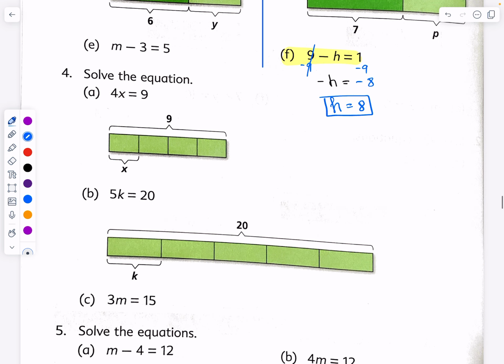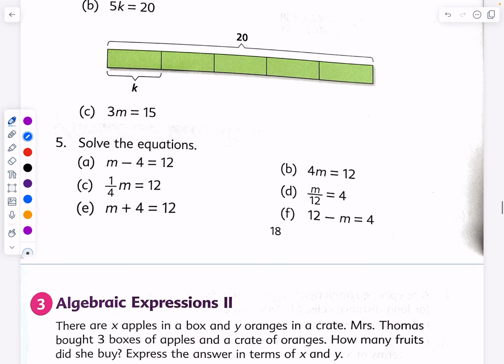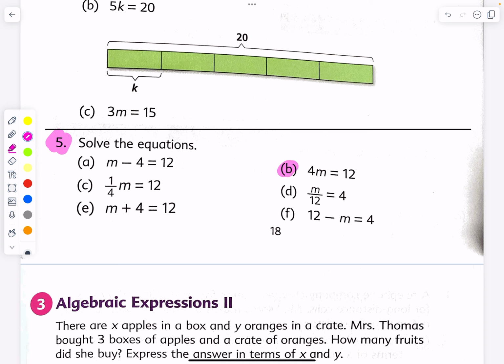Now, down below here, I want to skip a few examples, draw a line right here and focus on number 5. We have multiple examples here. Let's just solve B, D, and F, and the rest of them you can tackle on your own. 4m equals 12. Well, let's divide by 4 on both sides. What we do to the left, we must do to the right. So m is equal to 3.